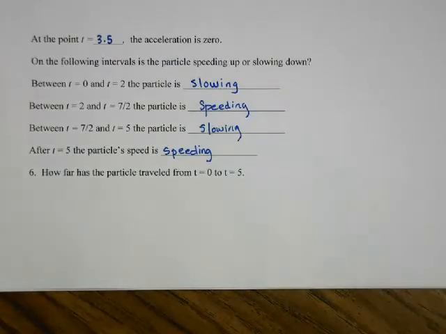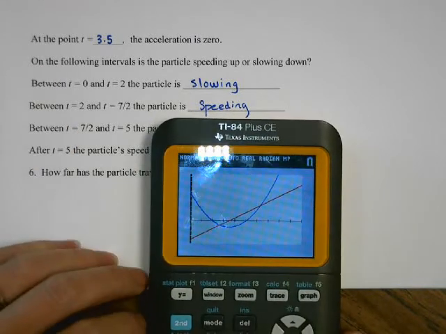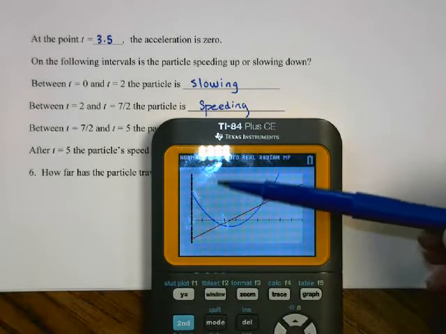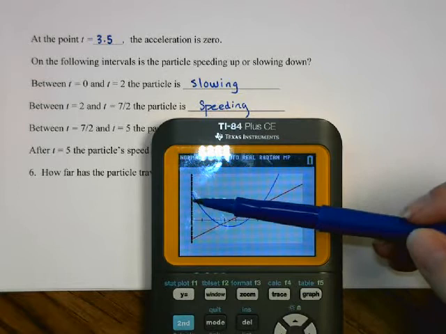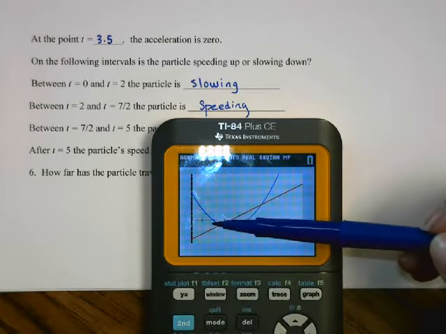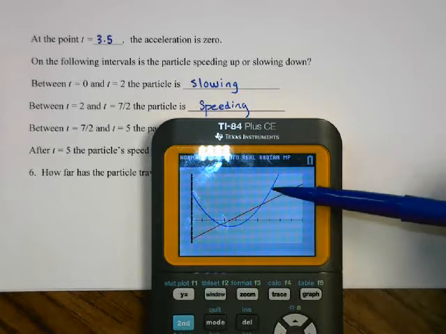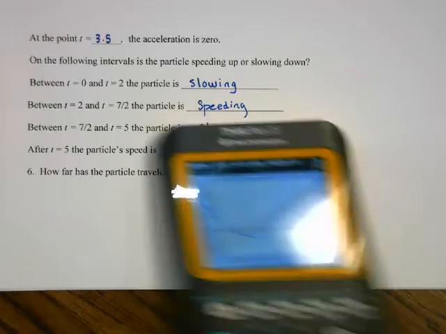So how far has the particle traveled from t equals 0 to t equals 5? I want to know how long this little particle's journey has been. So I'm going to look back at the velocity. It's moving to the right from 0 to 2. From 2 to 5, it's moving to the left. And from 5 to, oh, that's all we care about, 0 to 5.